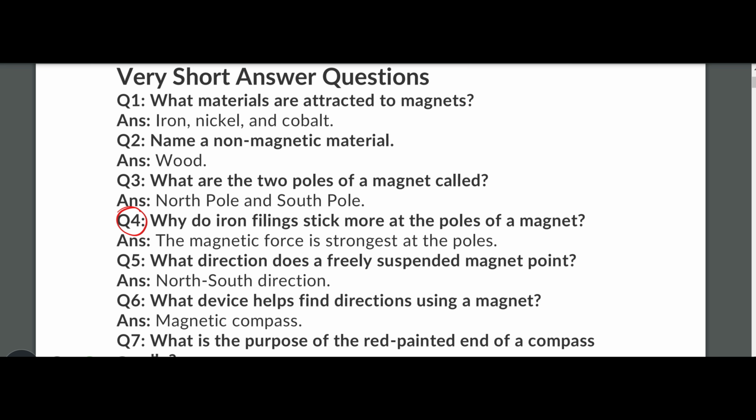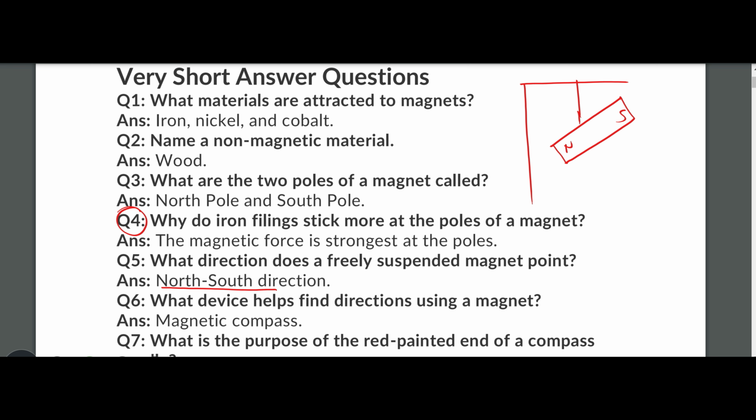What direction does a freely suspended magnet point towards? North-south direction. Okay. So when you suspend any magnet, what happens? When you hang this magnet like this, it will show the north-south direction.